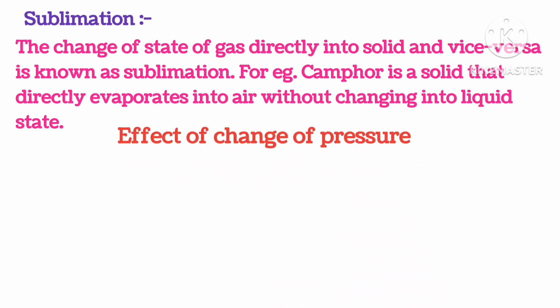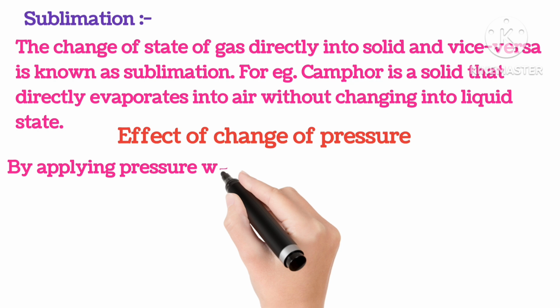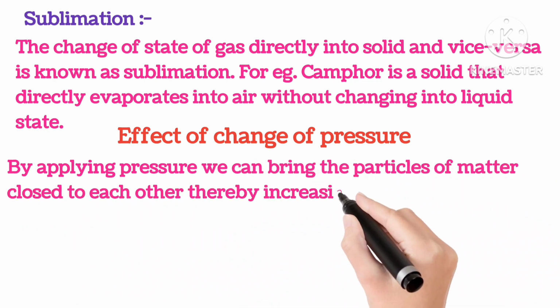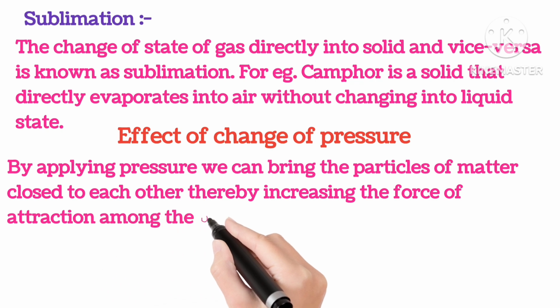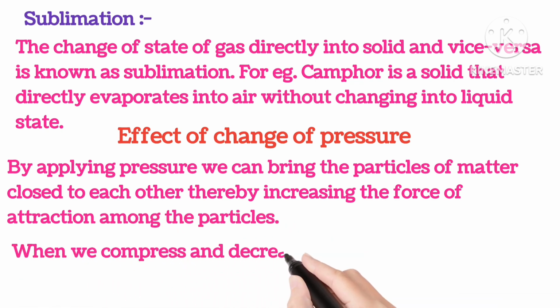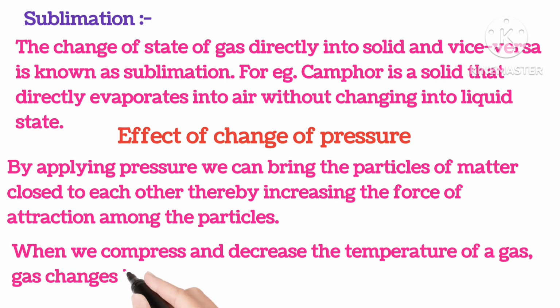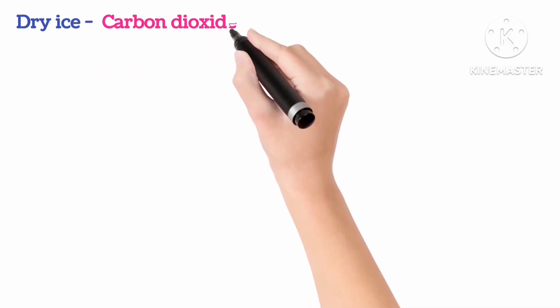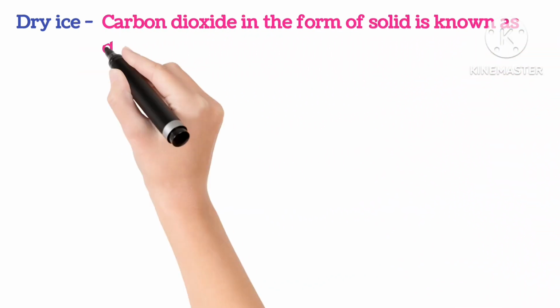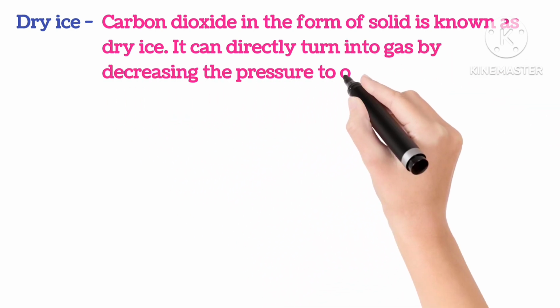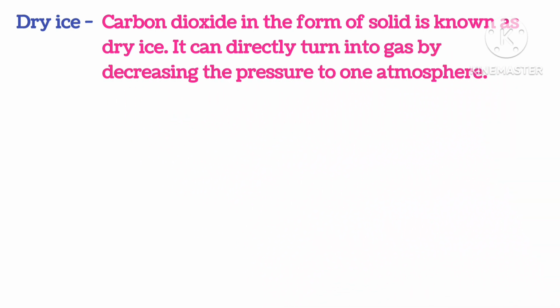Effect of change of pressure. By applying pressure, we can bring the particles of matter close to each other, thereby increasing the force of attraction among the particles. When we compress and decrease the temperature, the gas changes into liquid. Dry ice. Carbon dioxide in the form of solid is known as dry ice. It can directly turn into gas by decreasing the pressure to 1 atmosphere.